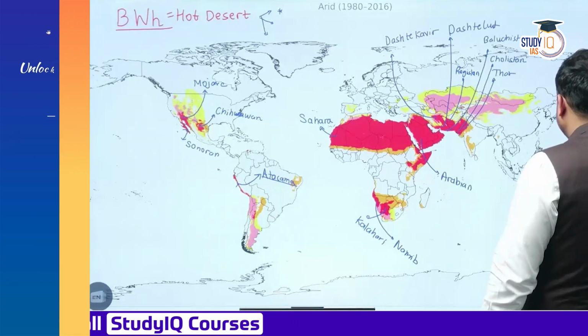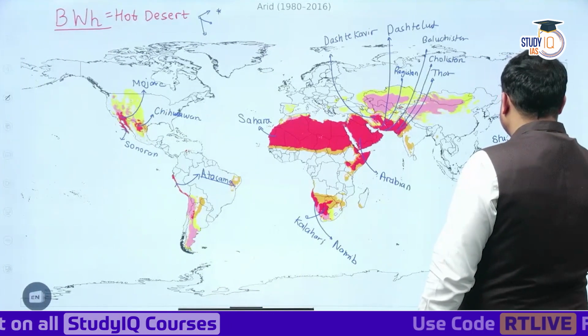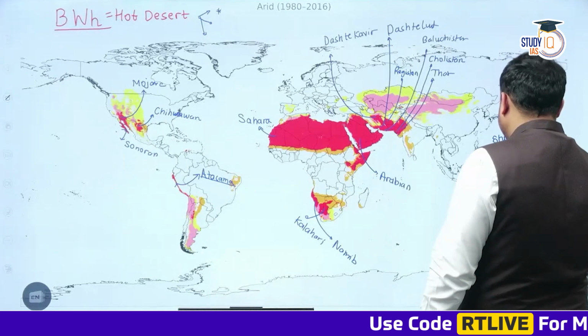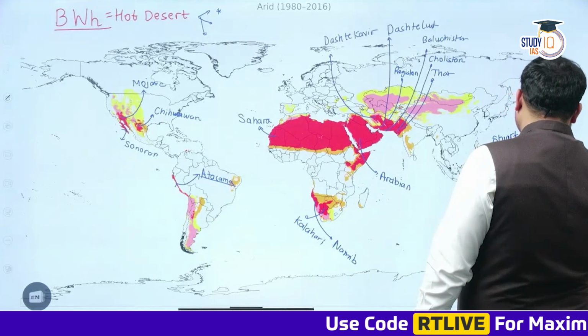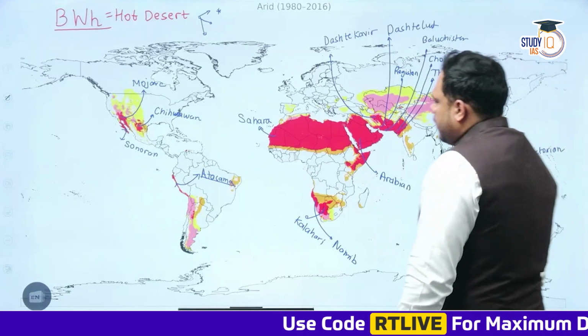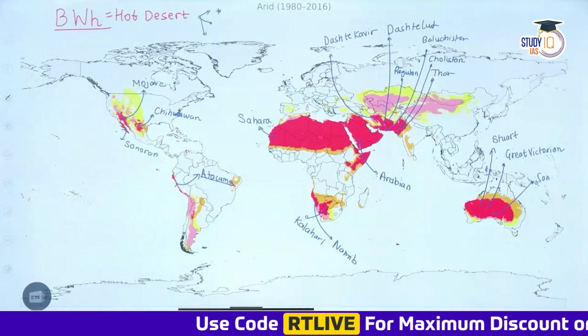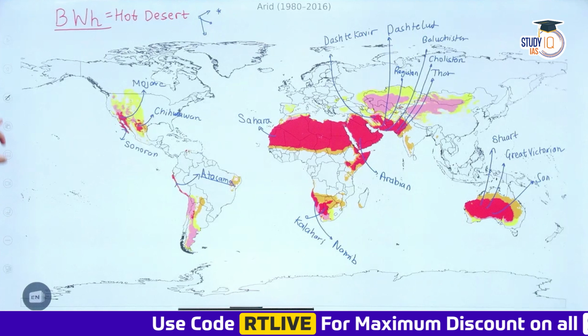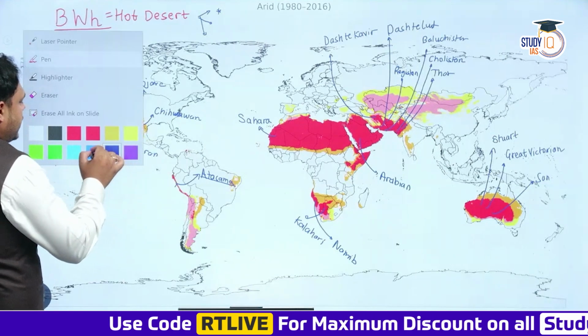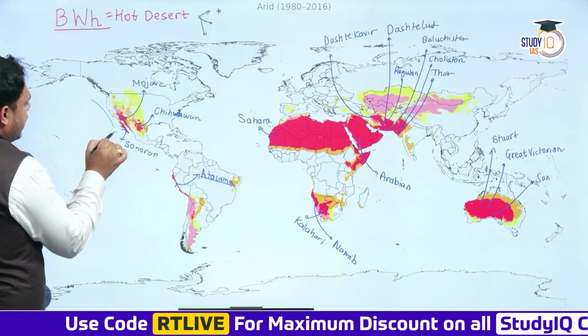This is Stuart. Okay. This is Sandy Desert. And there are many deserts in Australia. Just look at them once. So these are the main deserts. Now guys, if you look at all these main deserts, three things are common. First, the cold currents are there.